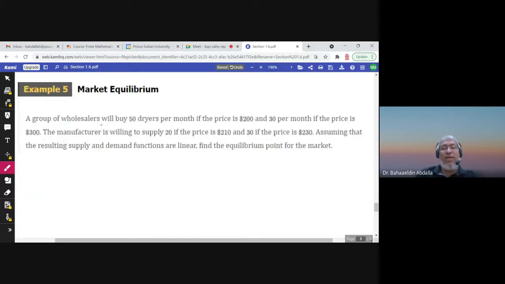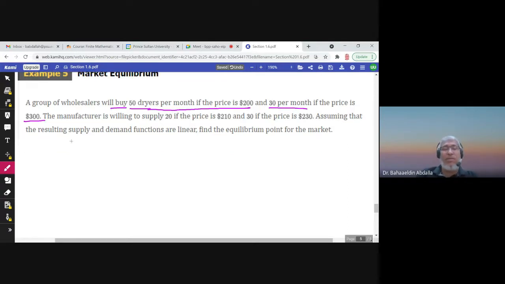A group of wholesalers will buy 50 dryers per month if the price is 200, and 30 per month if the price is 300. They will buy, so that's the demand. So the demand function has 2 points. 50 dryers, this is the quantity, 200, this is the price. So this is the first point.